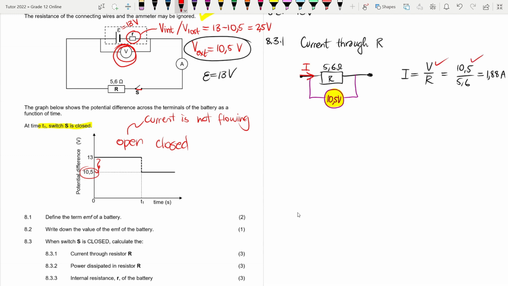So how will they mark that? Your equation, your substitution, your final answer. It looks a little bit straightforward. I don't know if the graph could have thrown some people off, but that's what we have. And then 8.3.2 says, what is the power dissipated in this resistor R?